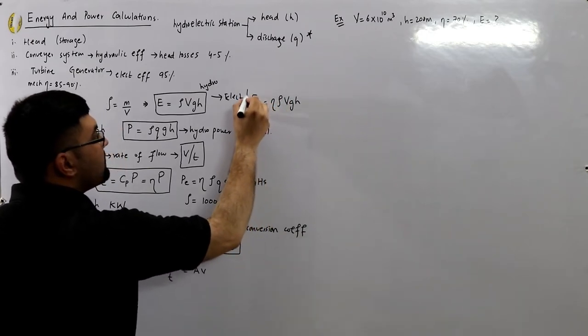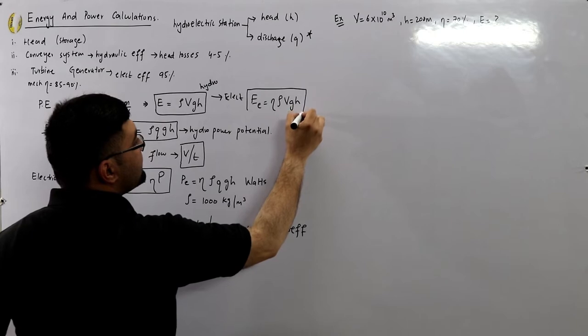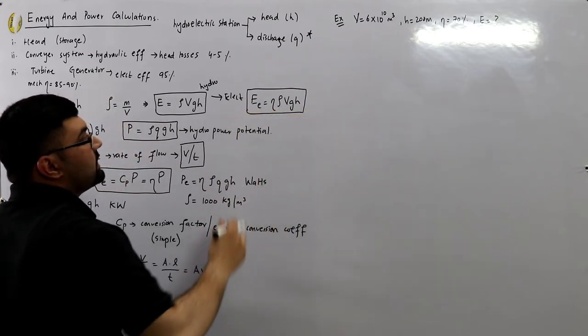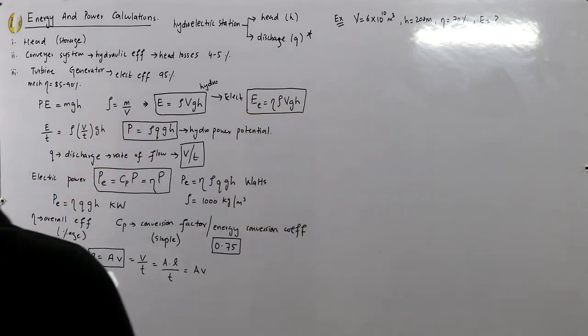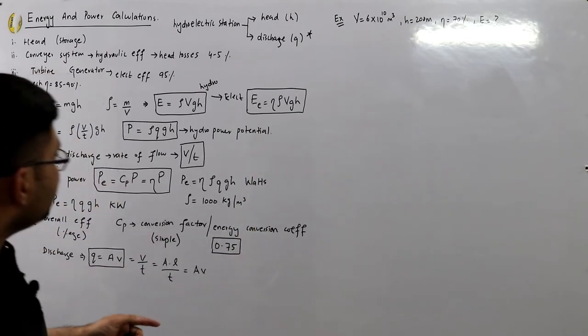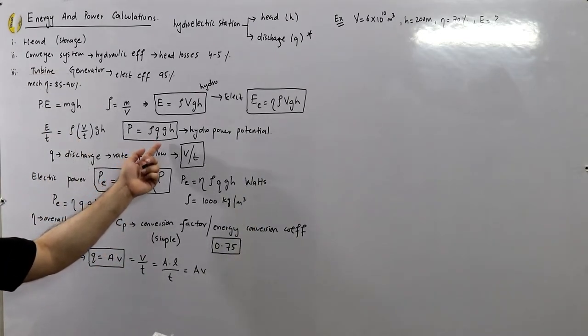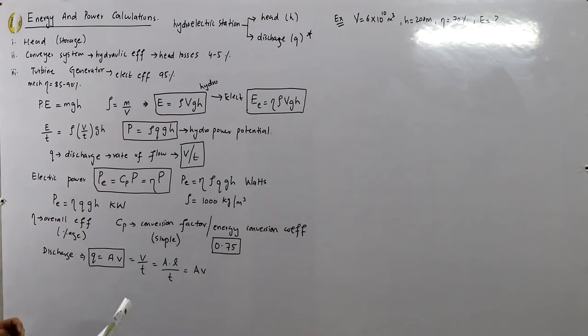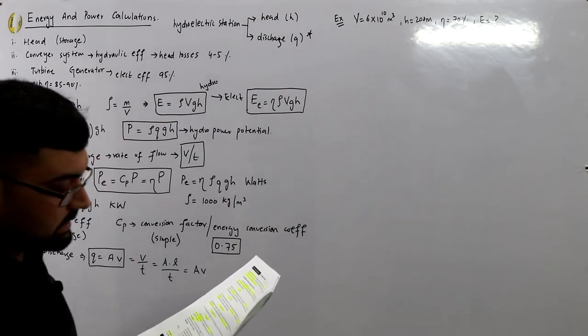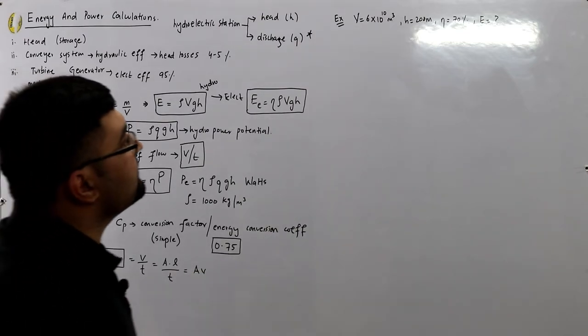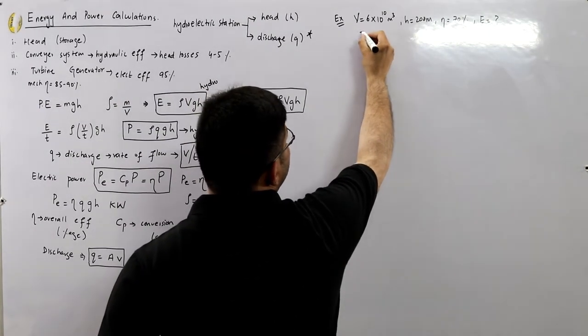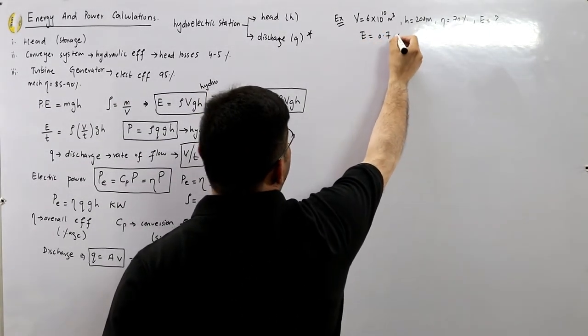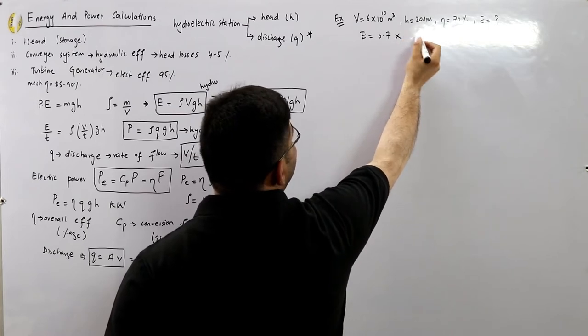You could also state, if you are given in terms of the volume, you take the energy. Whereas if you are given in terms of the discharge or speed, you take the power. Energy, I could just directly plug in the values. E is eta, which is 0.7, multiply rho, which would be 1000.